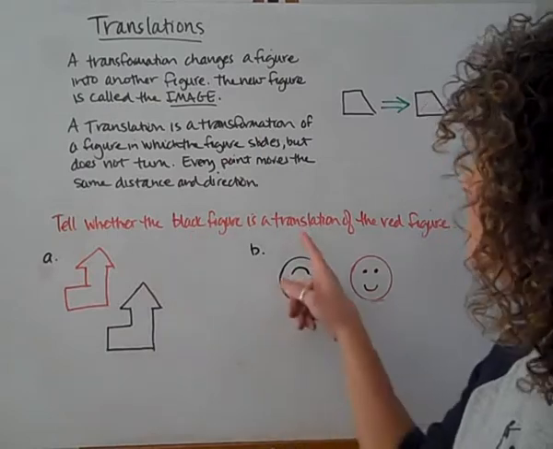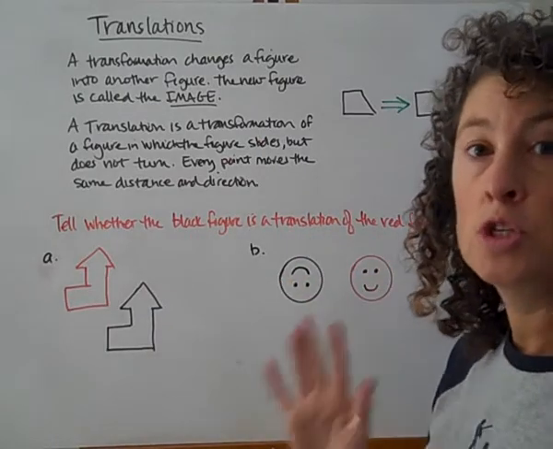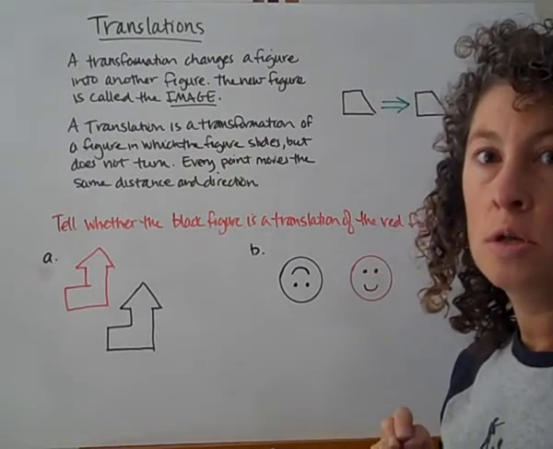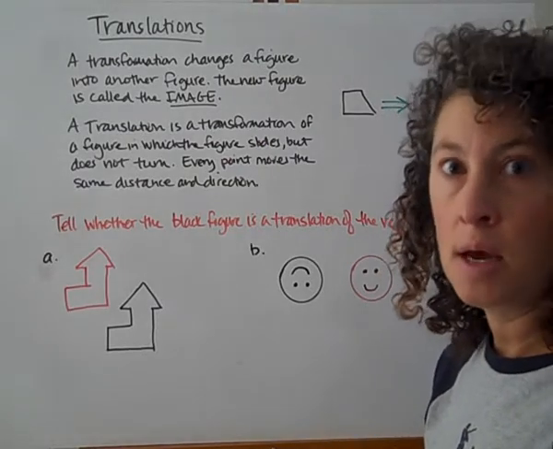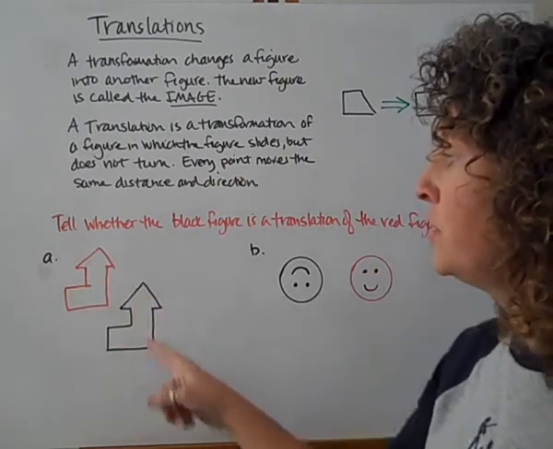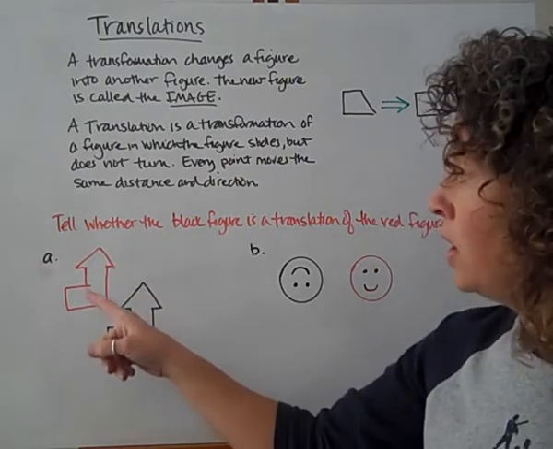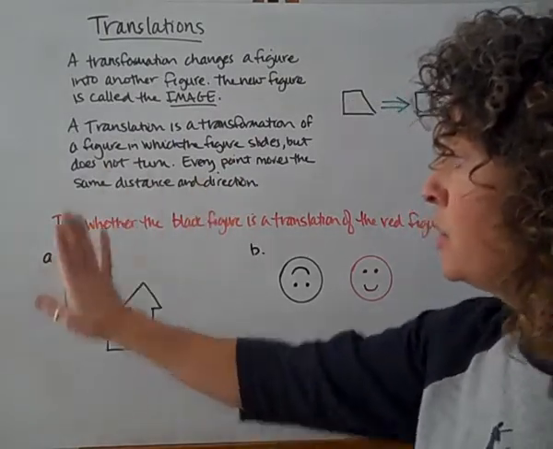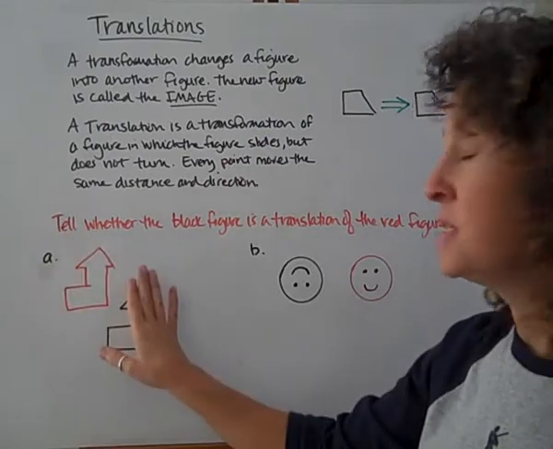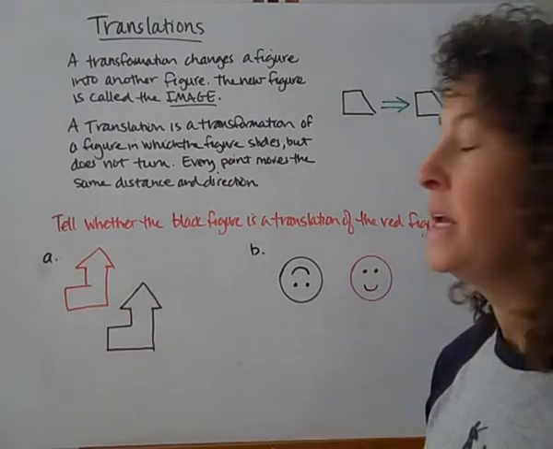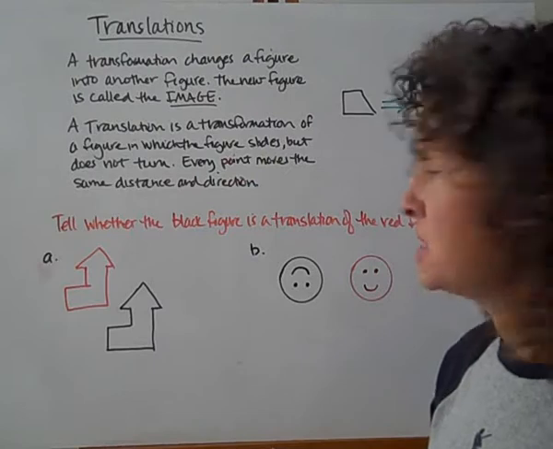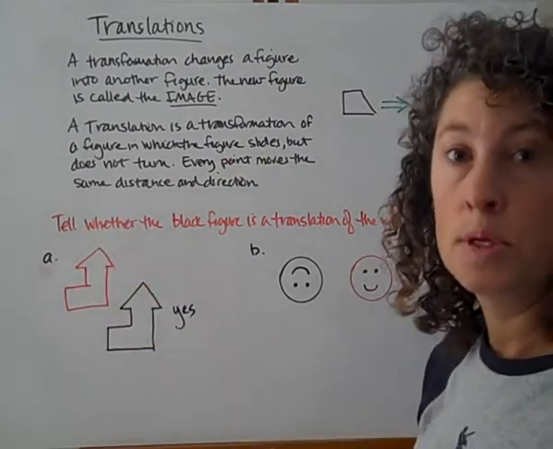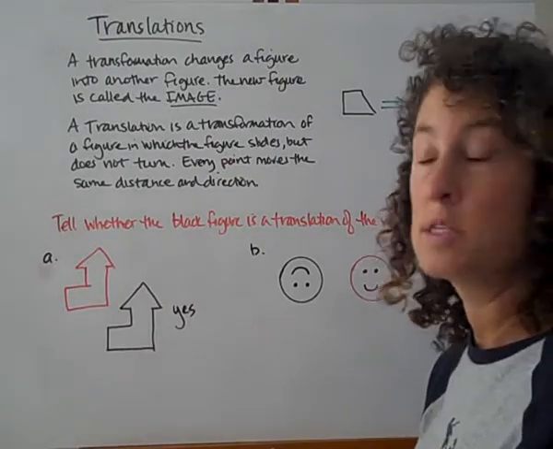Tell whether the black figure is a translation of the red figure. So again, we just want to slide, we just want to move it. They're congruent figures. So they're still the same shape and they're still the same size as each other. So I have these two figures here. I have a red arrow. This is the shape. I have a black arrow. The only thing that's happened to this figure is that it has moved on the board. It is the same shape. It is the same size. So yes, this is a translation because it's simply moved. Nothing else has changed about it except where it is.